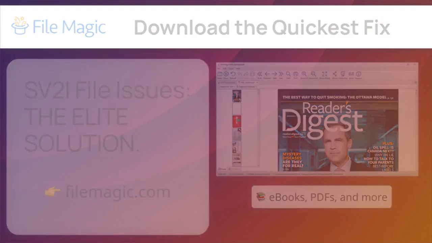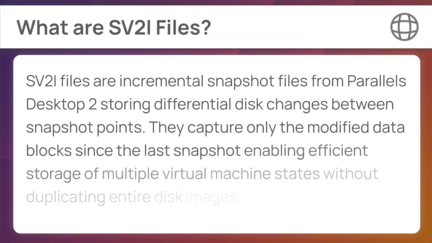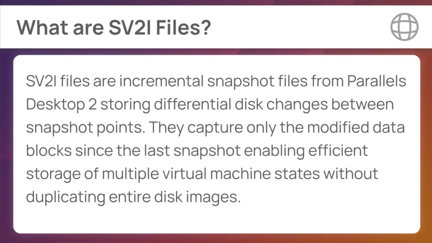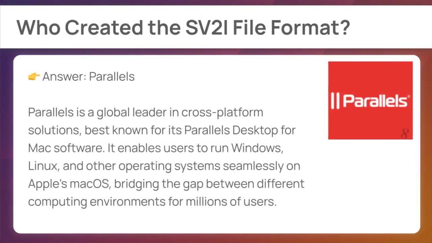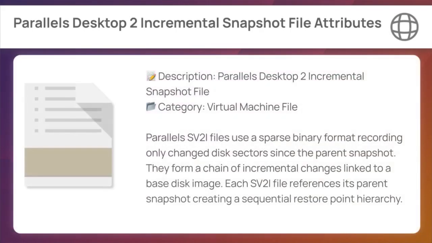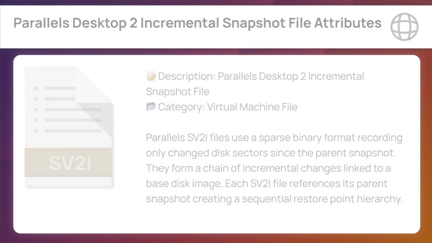in case. SV2I files are incremental snapshot files from Parallels Desktop 2 storing differential disk changes between snapshot points. They capture only the modified data blocks since the last snapshot, enabling efficient storage of multiple virtual machine states without duplicating entire disk images. Parallels SV2I files use a sparse binary format, recording only changed disk sectors since the parent snapshot. They form a chain of incremental changes linked to a base disk image. Each SV2I file references its parent snapshot, creating a sequential restore point hierarchy.